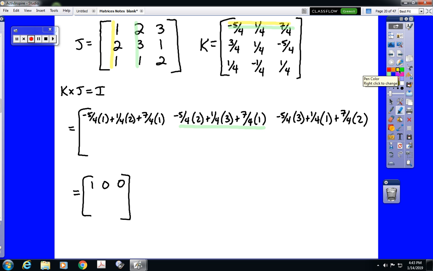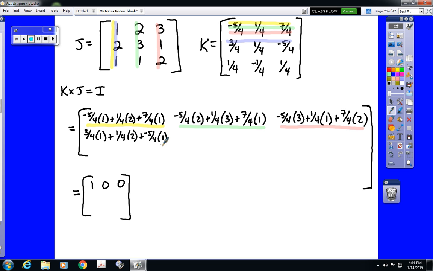We carried out row 1 times column 1. That goes in row 1, column 1 of our answer. Then we did row 1 times column 2. Then we did row 1 times column 3. And that's where we got those numbers. So onward we go. We're now moving into row 2. So we're going to do row 2 times column 1. And I'm not going to color code the entire problem because by now we should be able to follow along. So 3/4 times 1 plus 1/4 times 2 plus negative 5/4 times 1. That has to equal 0. That would be 3/4 plus 2/4, which is 5/4 minus 5/4, that's 0.